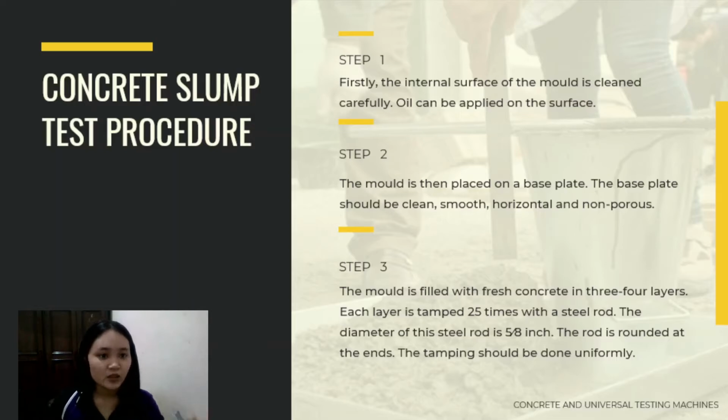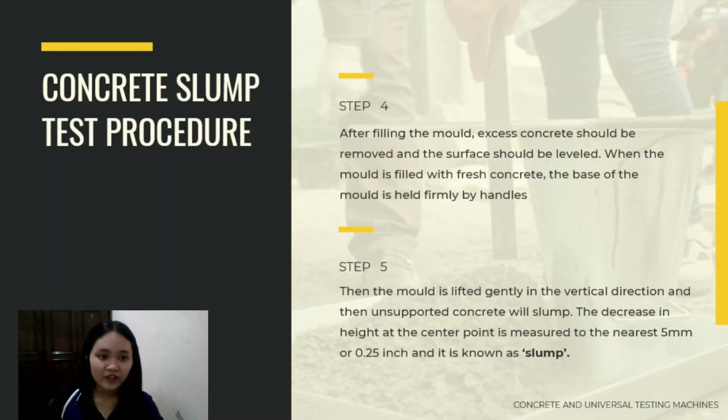Step 3. The mold is filled with fresh concrete. Each layer is tamped 25 times with steel rod, and the tamping should be done uniformly to make sure na compacted yung concrete na nilagay. Step 4. After filling the mold, excess concrete should be removed and the surface should be leveled. And when the mold is filled with fresh concrete, Step 5. The mold is then lifted gently in the vertical direction and the unsupported concrete will slump. The decrease in height at the center point is measured to the nearest 5 mm or 0.25 inch and it is known as slump.